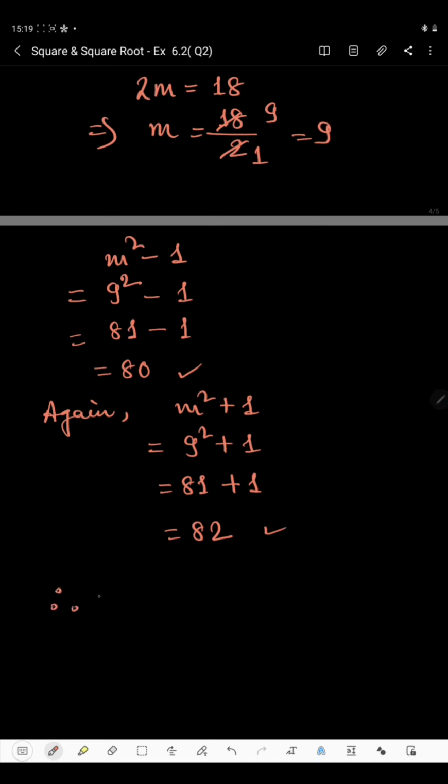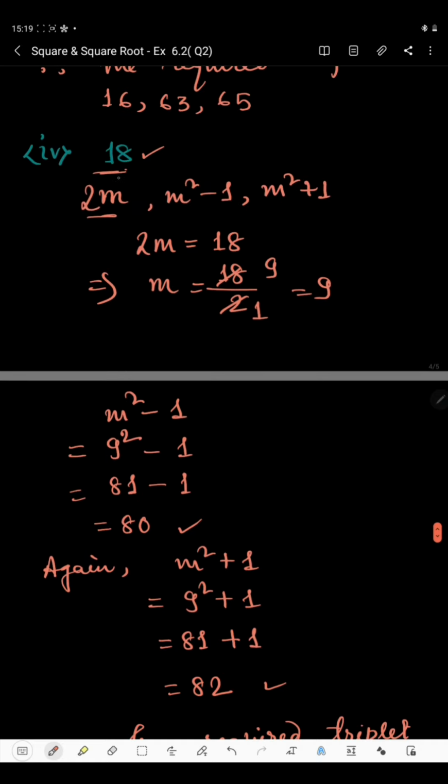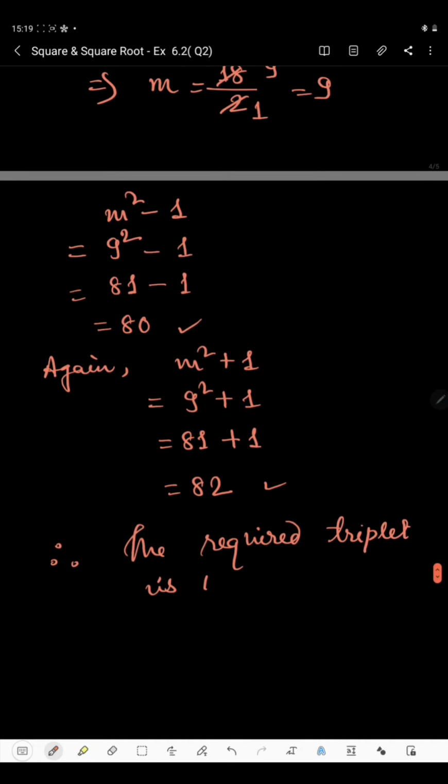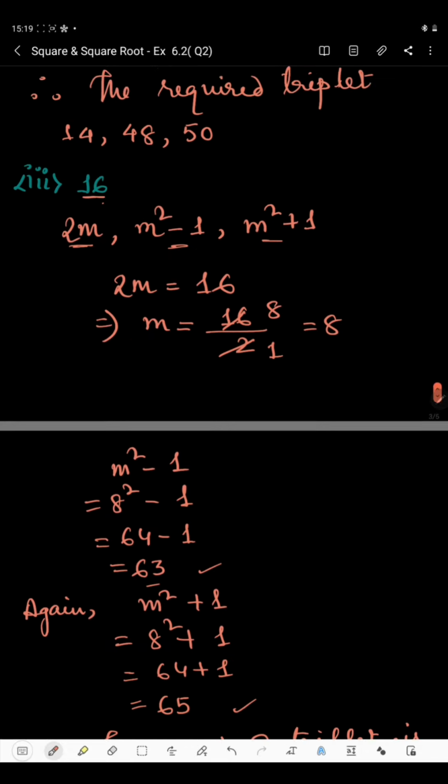So we will write the required triplet is: one is 18, second is 80 and third is 82. So this way we will find the Pythagorean triplet.